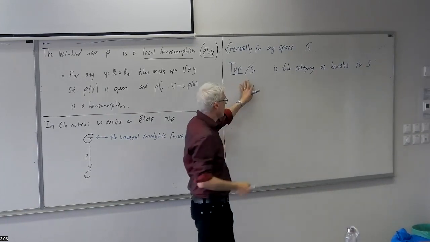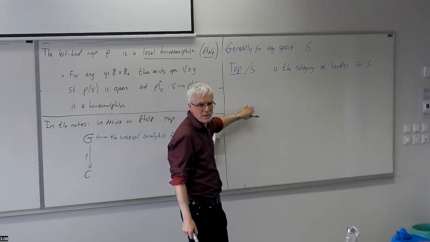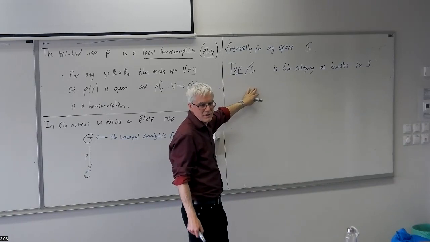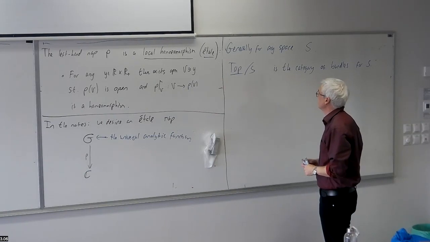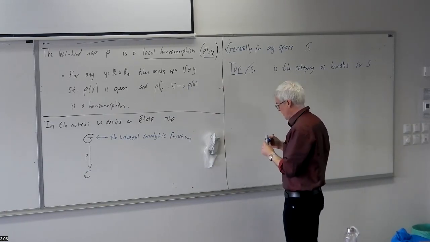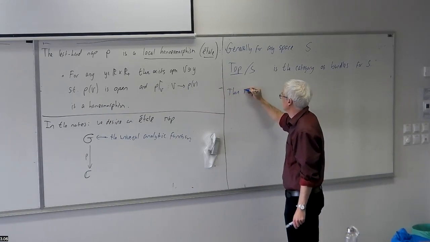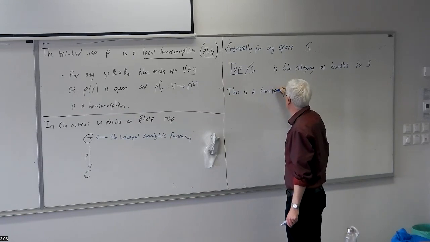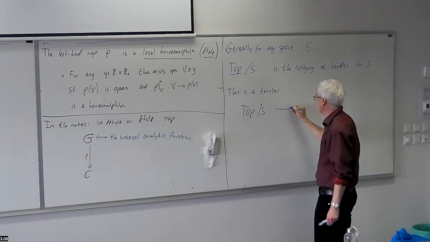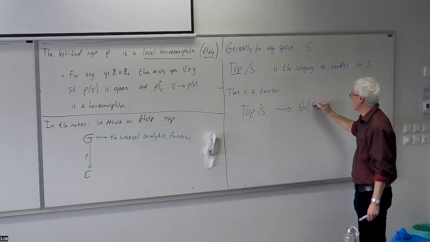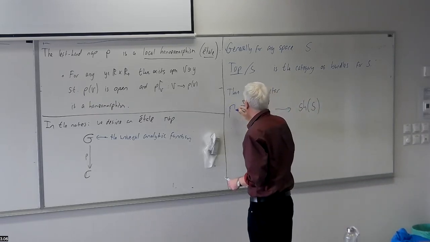It doesn't matter. I mean, you know what the slice category is. An object here is just a topological space together with a continuous map into S. And the maps are exactly the continuous maps that make the triangles commute. And what I'm going to show is there is a functor from the slice category into the category of sheaves on the space S, and this functor is called gamma.